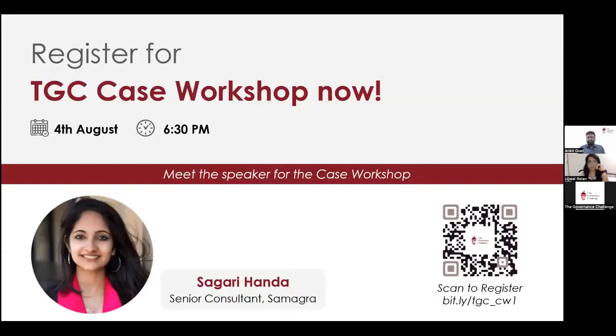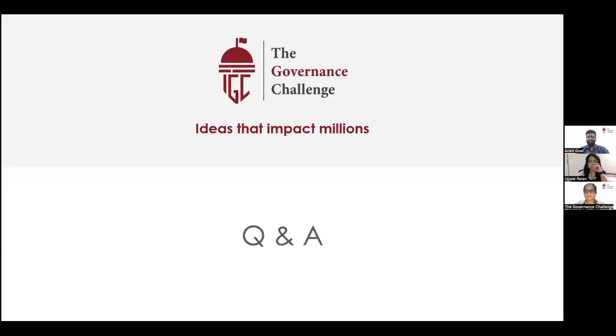And then finally coming to the case workshop that Garima initially talked about, Sagri would be doing one workshop on Thursday, 6:30 p.m. The link has already been shared with all of you, so do register for that. The lens that we are taking there is how you can approach solving a governance case, right? So how do you come up with problems and how do you identify solutions is something that you would get to learn in that workshop. And now I think we're open for questions.